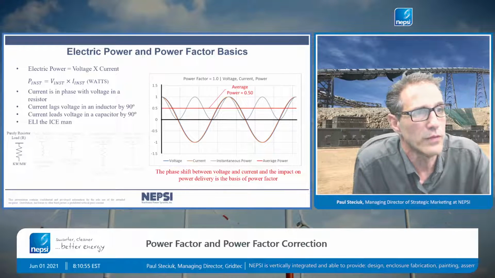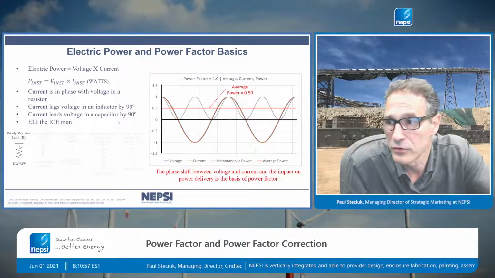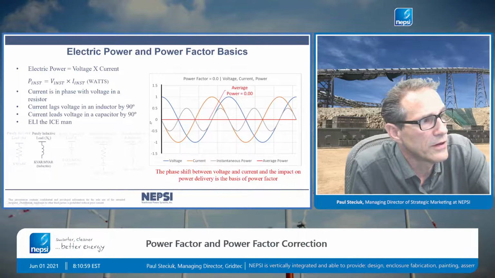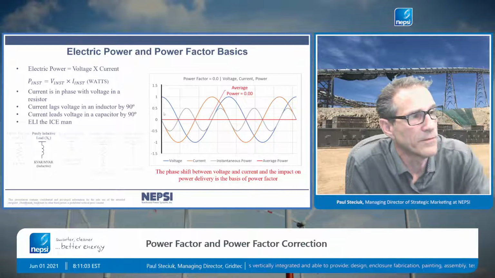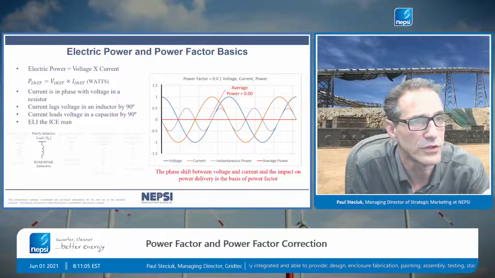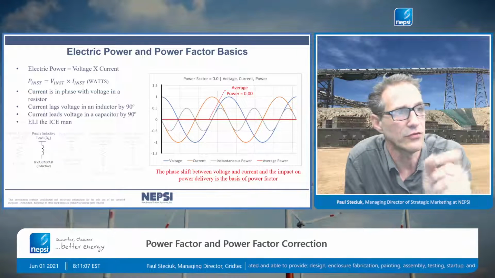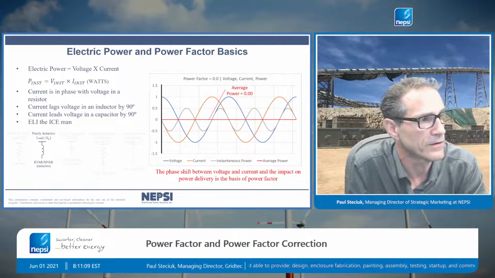So now I can roll my mouse a little bit here, and you can see that if I were to go to a power factor of 0, a power factor of 0 represents the voltage and current being 90 degrees out of phase, okay?